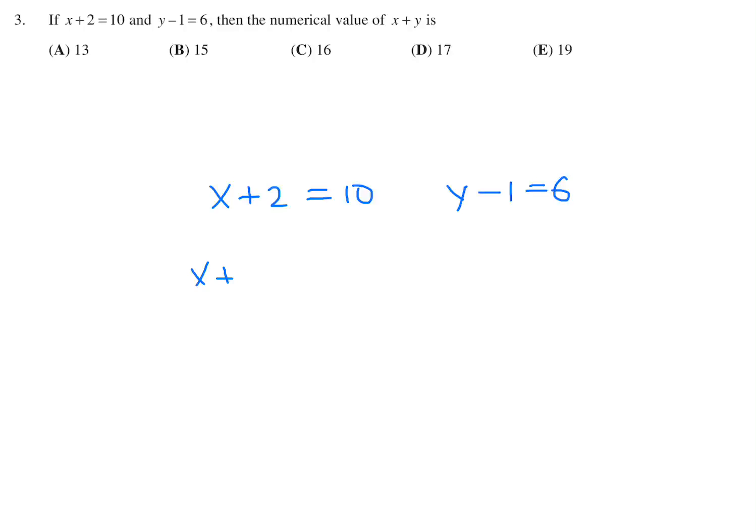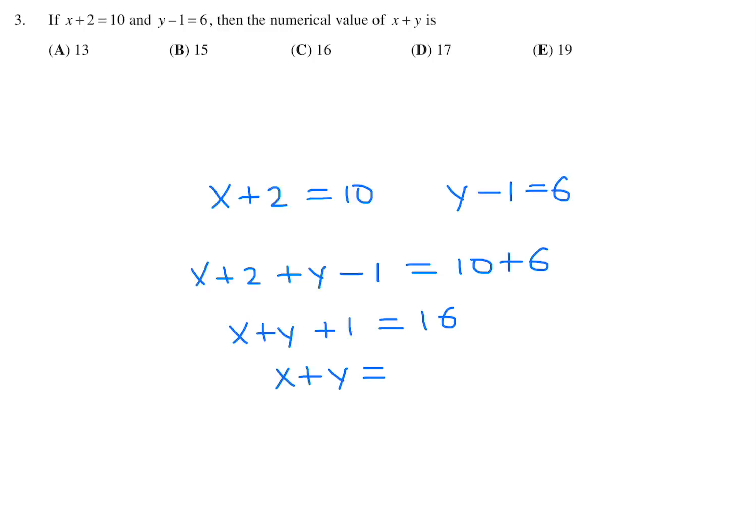So x plus 2 plus y minus 1 is equal to 10 plus 6. And therefore x plus y plus 1 is equal to 16. And if you bring the 1 over to the other side, it becomes 15. So x plus y is equal to 15. Number 3, the answer is B.